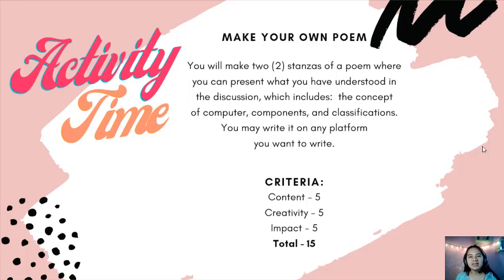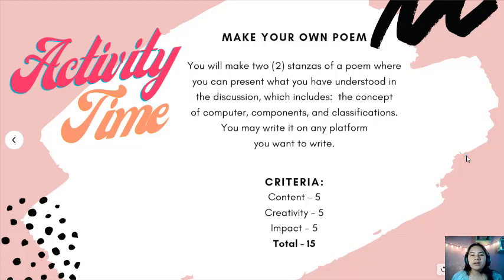Alright, let's have the activity time. If you've noticed, I did not give you many activities, so that you can comply with the first activity. This is still our second activity, so hopefully you can comply with this. Your second activity is that you are going to make your own poem. Some would call it poem, some would call it song. Sure, you can make it a song if you want to compose a song.